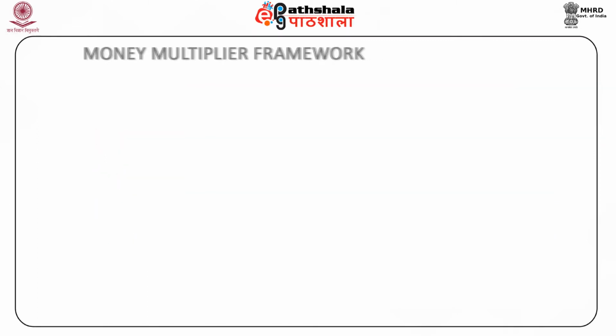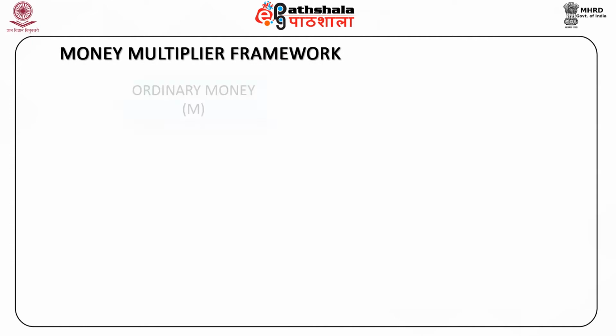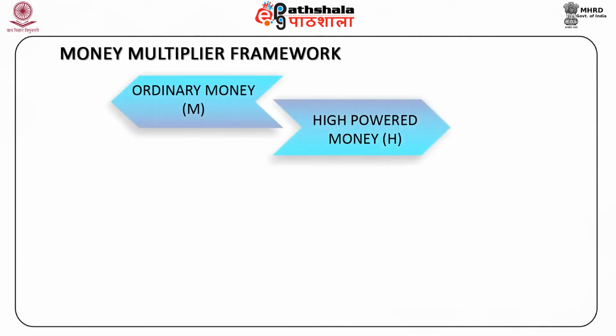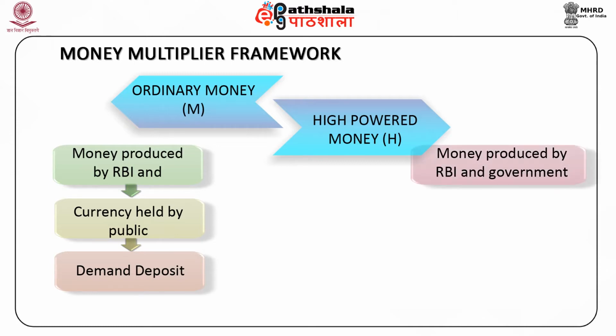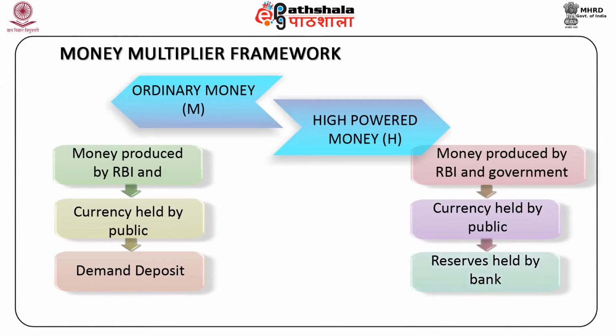The money multiplier framework postulates a relationship between money M and high-powered money H, where M is the money supply, comprising currency held by the public C and demand deposits DD. High-powered money H is money produced by the RBI and the government, and held by the public in the form of currency C, and by the banks in the form of reserves R.